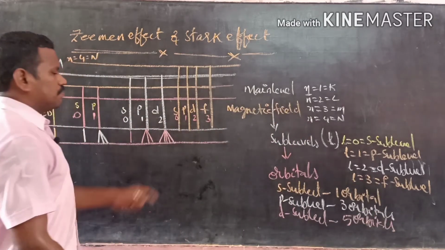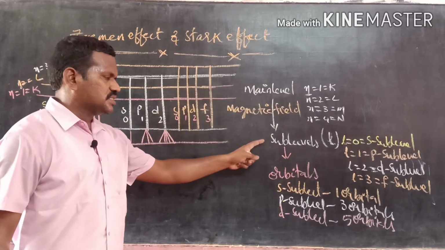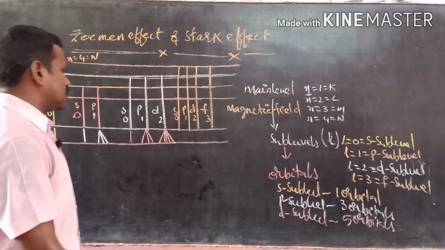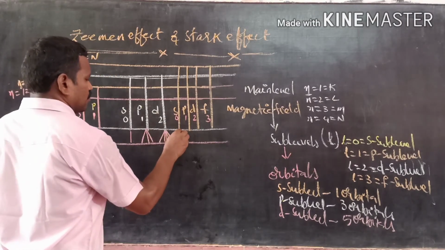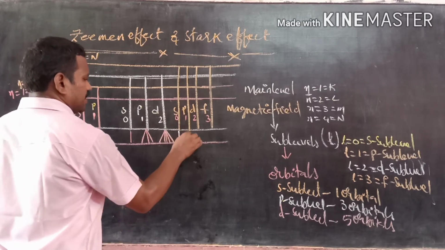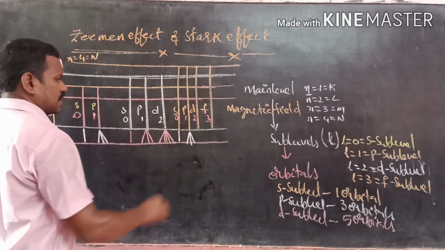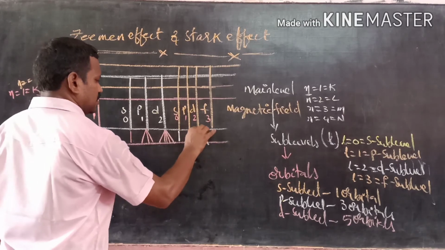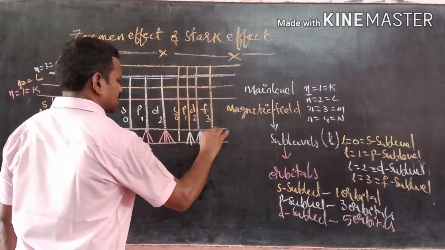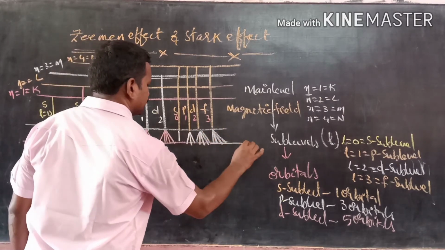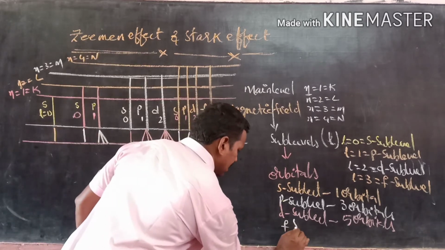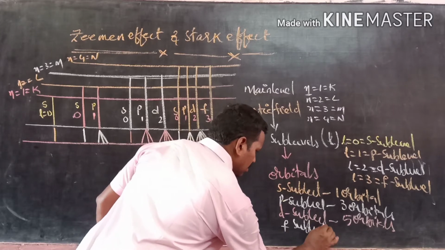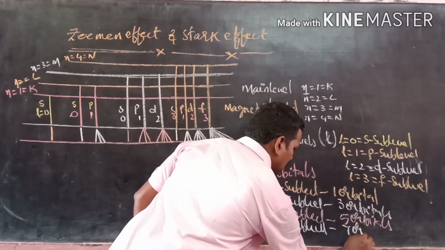Main levels are divided into sublevels, sublevels are divided into orbitals. Now consider here there is the S sublevel with 1 orbital, the P sublevel with 3 orbitals, the D sublevel with 5 orbitals, and the F sublevel with 7 orbitals. So here the F sublevel is divided into 7 orbitals.